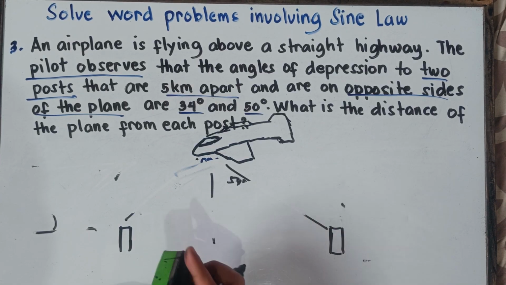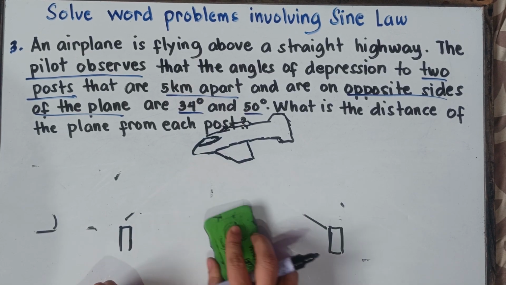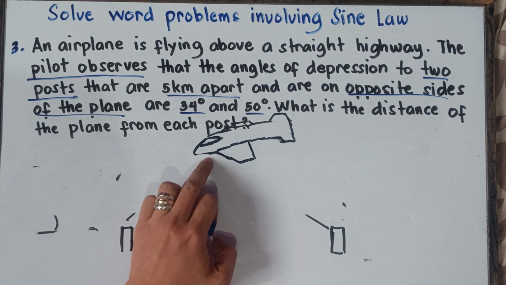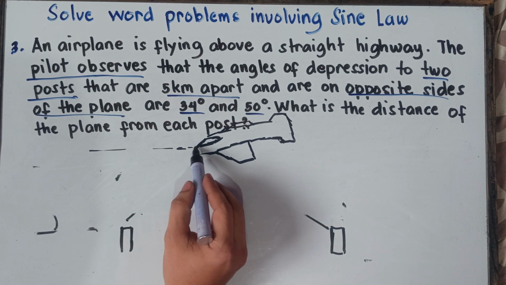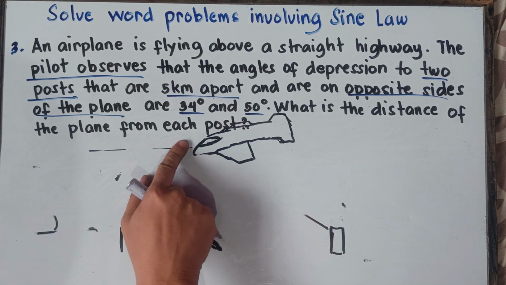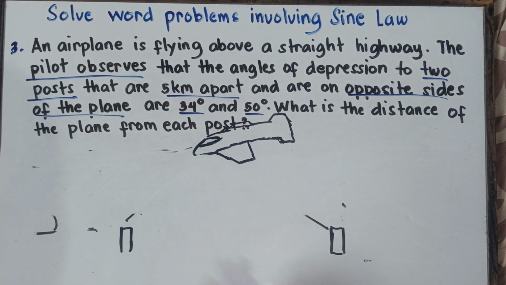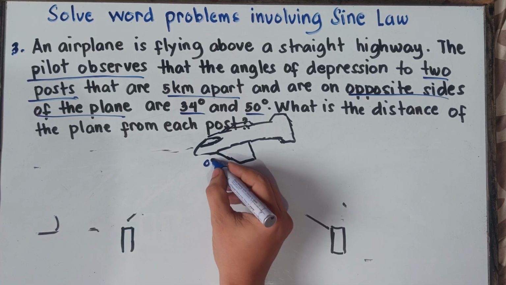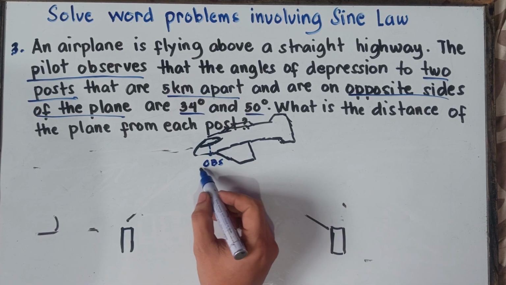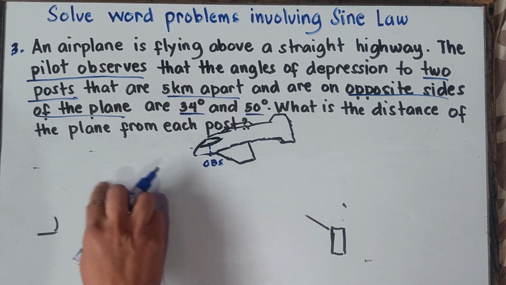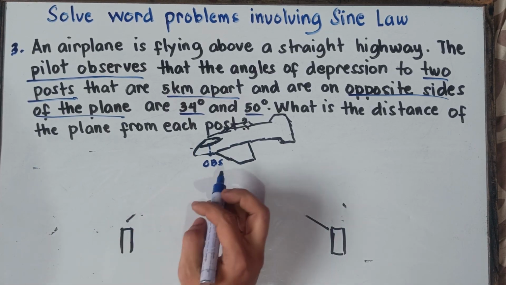So therefore, class, in our illustration right here, I will just put the observer right here, because I will put the horizontal line, this one right here. It will be quite confusing, so let me just put the observer here. Once again, class, our observer is the pilot. Assuming this is our observer, the pilot right here.